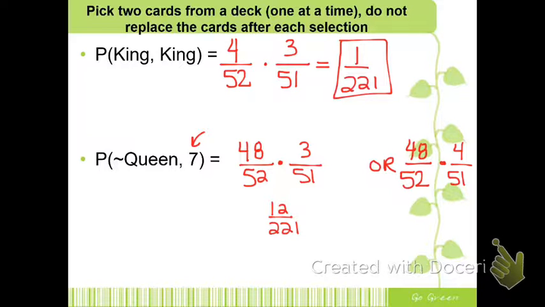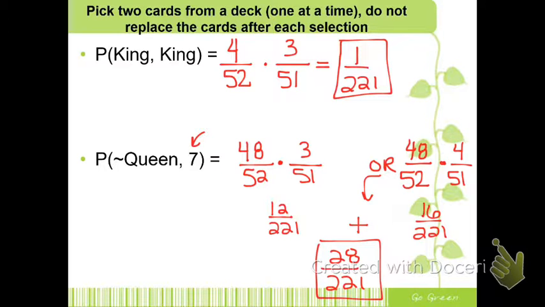Or if it was not a 7 that I picked out on that first card, I get 16 out of 221. Or means add. If you have 2 different possible outcomes like this, we're going to add them. So then my final answer is that there'd be 28 ways out of 221 outcomes where the first card I could draw would not be a queen and the second one would be a 7.